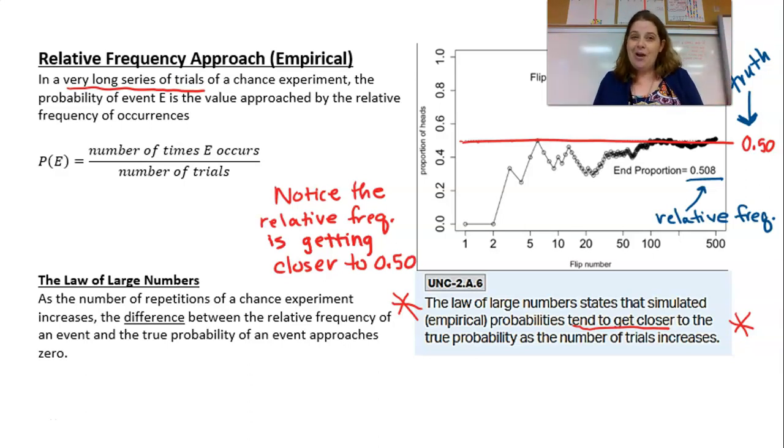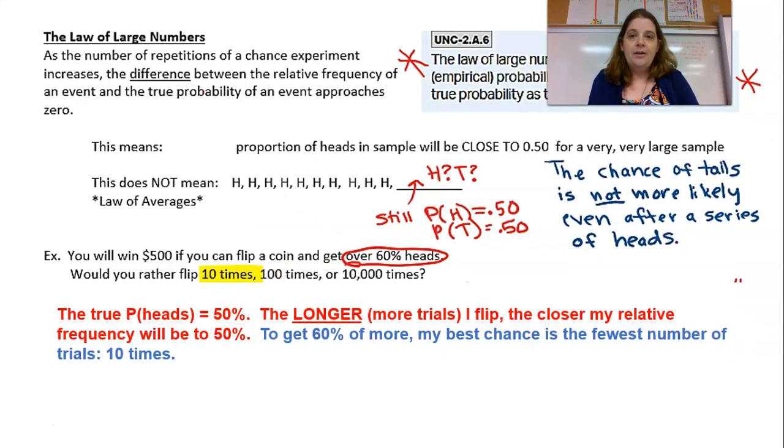Now, when we're talking about numbers of trials for the law of large numbers, we're not talking about 10 or 20 or maybe even 100 or 200. We're talking about lots and lots of trials. We're probably not going to see a real accurate measurement of this until we get into the tens of thousands of trials. Now, the law of large numbers says that eventually your relative frequency is going to get close to that true probability.